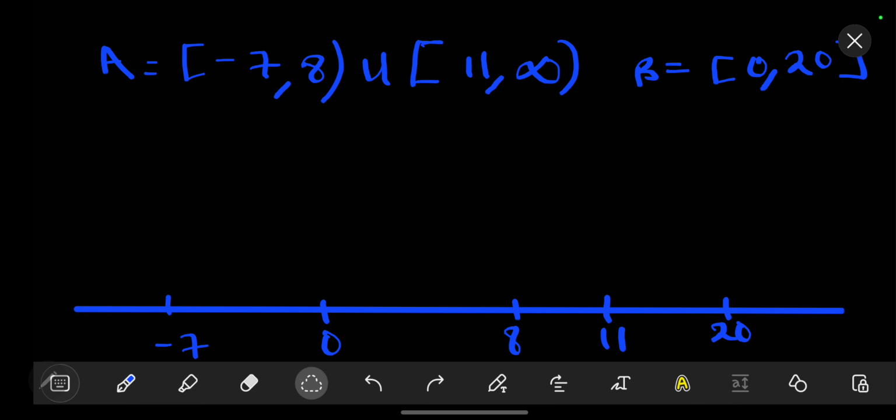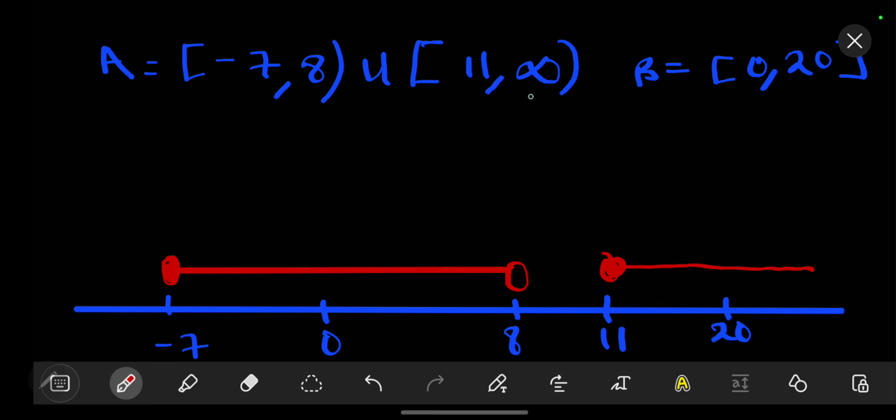So let's begin by shading our A. Our A says that our -7 should be included, the square bracket. So -7 should be included like that. Then we go to 8. 8 should not be included. So we can first shade the first part of our A like that. So this is our A. The other part of A is that it is from 11 to some infinite value. So we are going to stand at 11, include it since we have a square bracket. Then we are going to move to our right like that. Since it is infinite, we can show it by doing that.